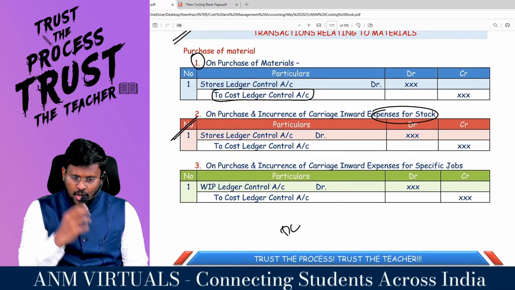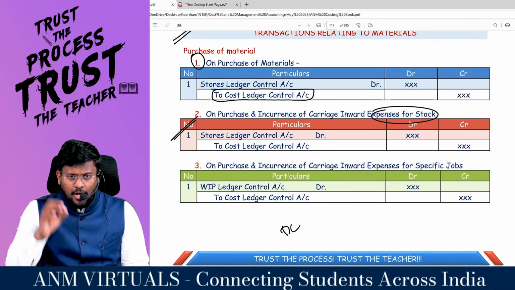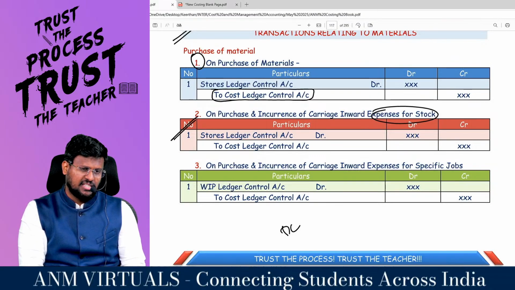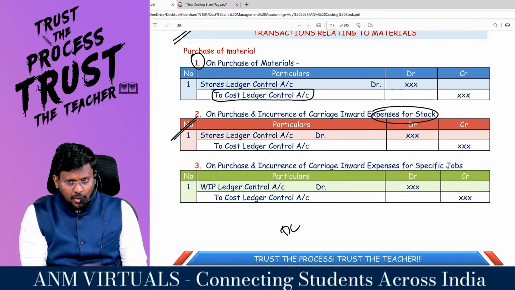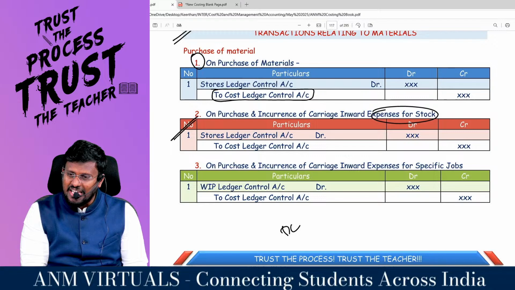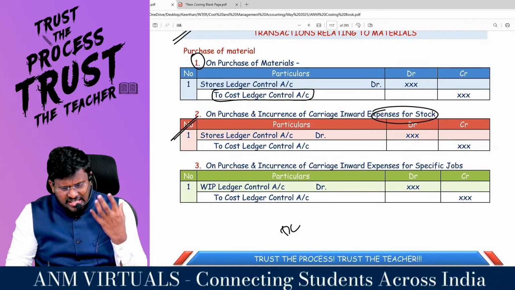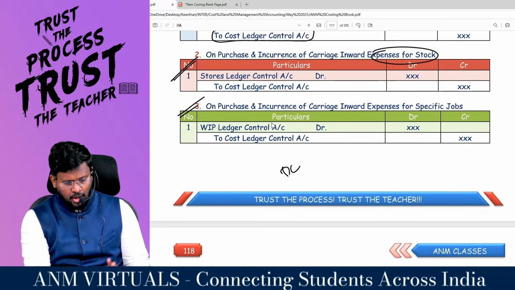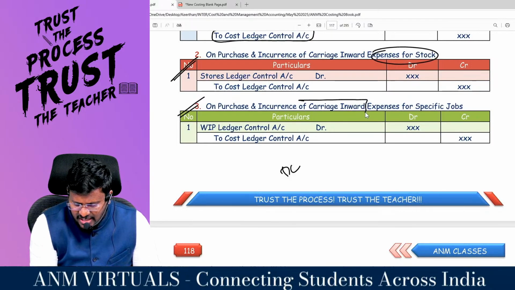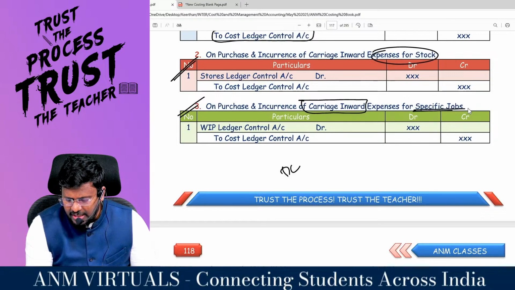When you are purchasing, you have incurred carriage inward expenses. Stores ledger control account debit to cost ledger control account. Right, sir? Now assume a situation where you have purchased raw material or incurred expenses like carriage inward for a particular job.